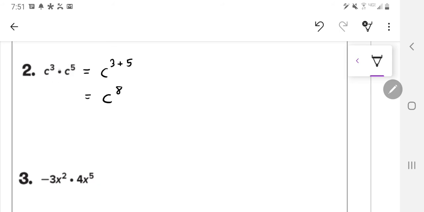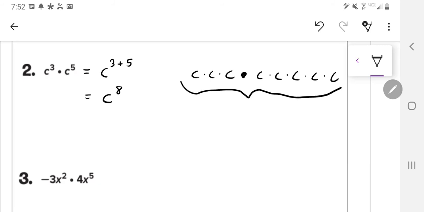Now, if you have to do it the long way, then you know that c to the 3rd means c times c times c, and we have the multiplication that was in there originally, and then we have c to the 5th, c times c times c times c times c, and you see that you get c used as a factor 8 total times, so that's going to be c to the 8th.